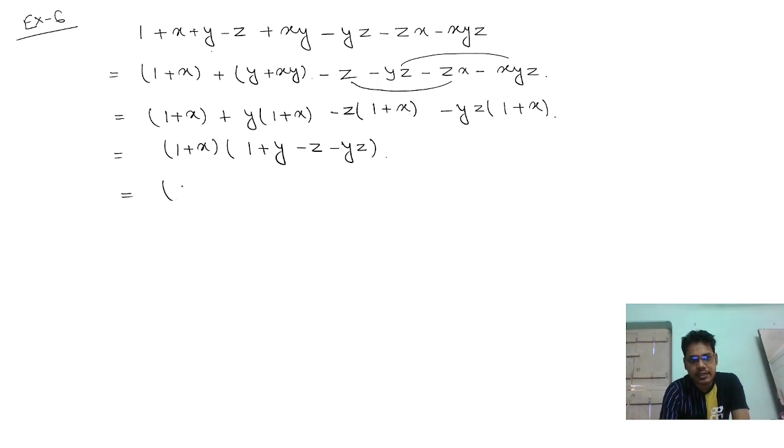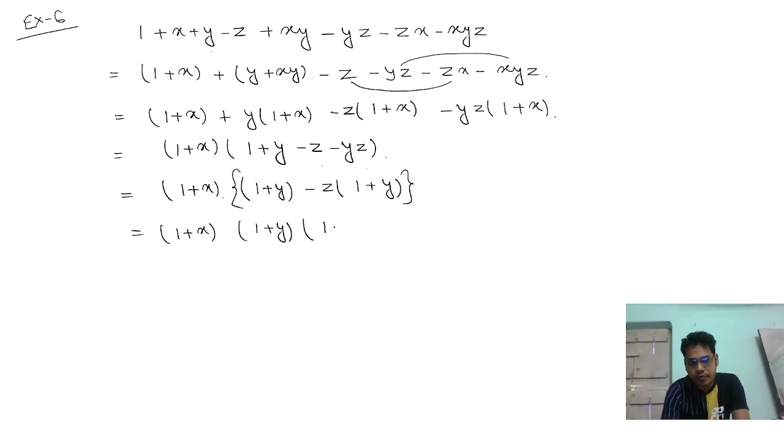Now we have to make another group. So 1 plus y we can write as 1 plus y, but in this take minus z common, so it will be also 1 plus y in these two terms. Now we can say 1 plus x is there, and here 1 plus y is common. So if you take 1 plus y common, it will be 1 minus z. So the answer is 1 plus x into 1 plus y into 1 minus z. That will be the final answer of this question.